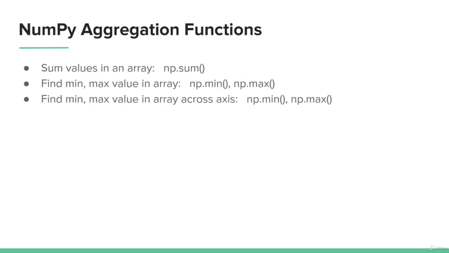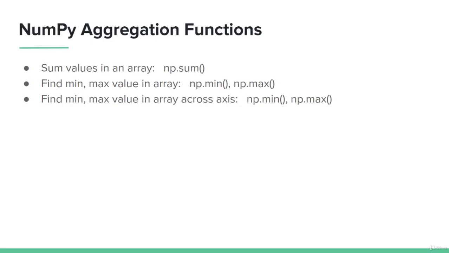So let's talk about NumPy aggregation functions. These functions enable us to perform certain computations on the array itself. Let's talk about some of them. The first one is np.sum, which sums all the values in an array. Quite simple. And there are min and max, which give us the minimum and maximum values in the array, which is also quite useful. And finding minimum and maximum values across axes.